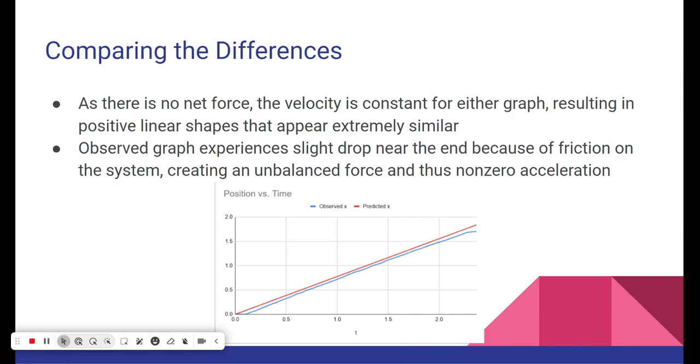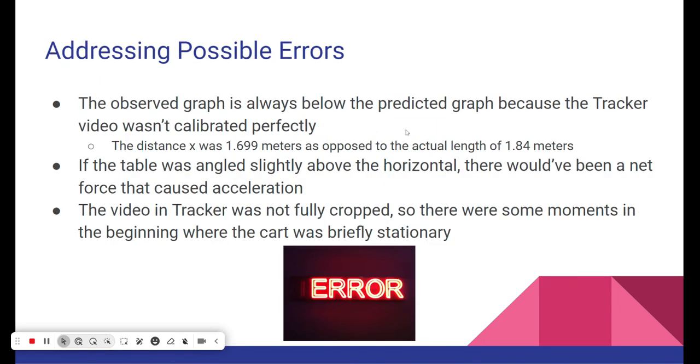Also, for the differences between the two graphs, as there is no net force, the velocity is constant across the entire graph for either one, resulting in linear shapes that appear very similar, as you can see right here. The observed blue graph has a slight drop near the end because of friction in the actual world on the system, causing an unbalanced force and thus non-zero acceleration, which slows the velocity down a bit.